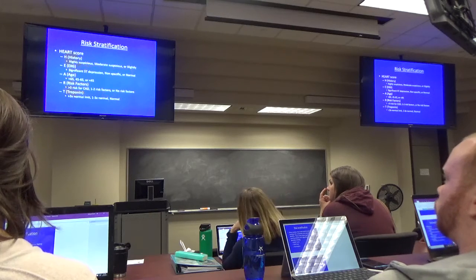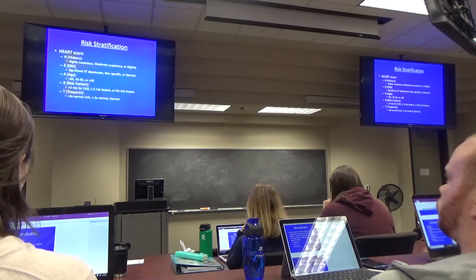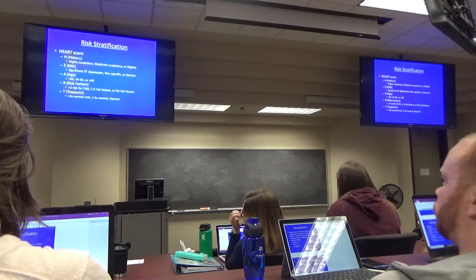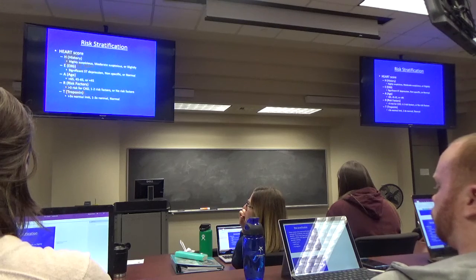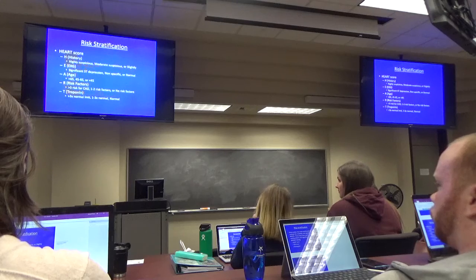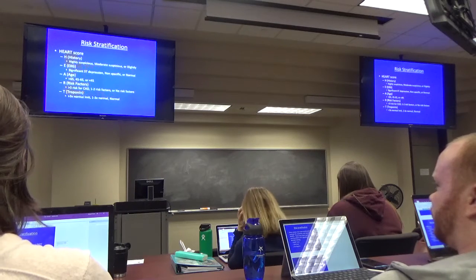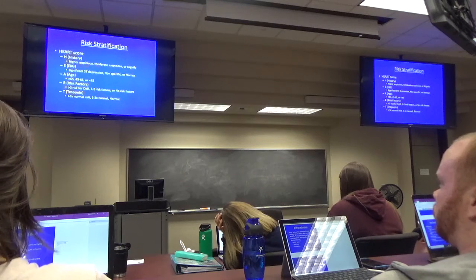So the HEART score is what I use the best. This has been validated through research. It's widely accepted throughout emergency medicine and cardiology communities. And this is what I use to risk stratify my patients. So it's actually kind of cool that it's like heart, you know, in the actual acronym. So: age, history, highly suspicious, moderately suspicious, slightly suspicious.